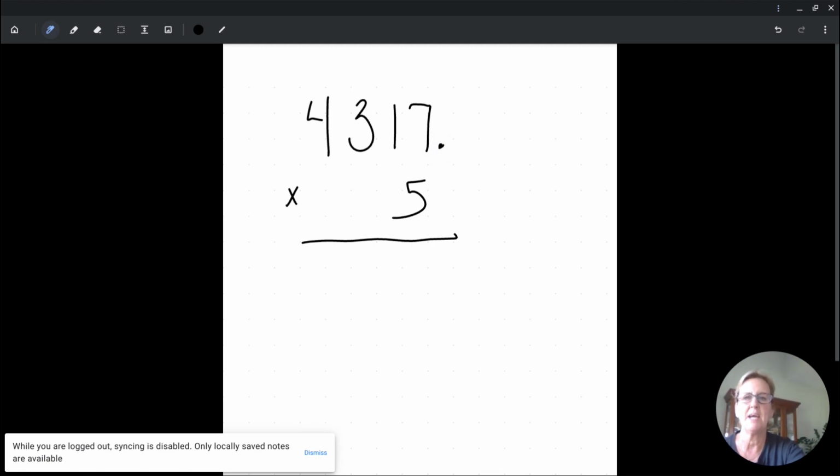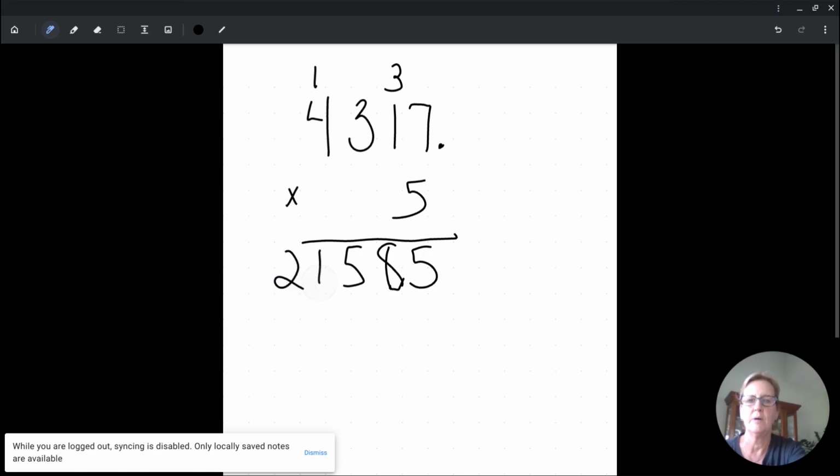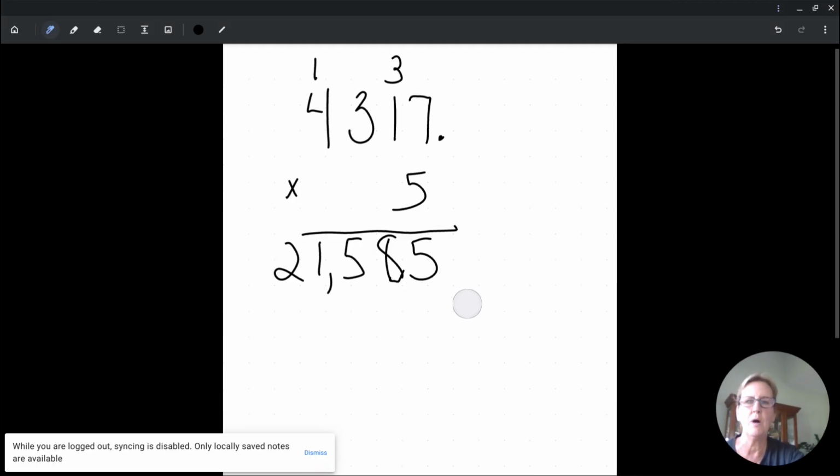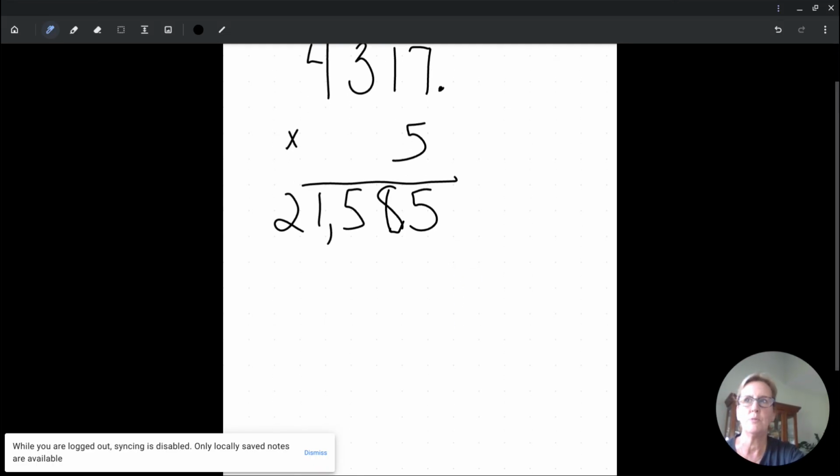Here we go. 5 times 7 is 35. We put the ones down below. We're going to put the 3 up in the sky. 5 times 1, or basically 5 times 10, is going to be 5 plus the 3 guys in the sky, 8. Whoa, sorry about that. 5 times 3 is 15, 1 up above, and 5 times 4 is 20 plus 1, 21. So 21,585.